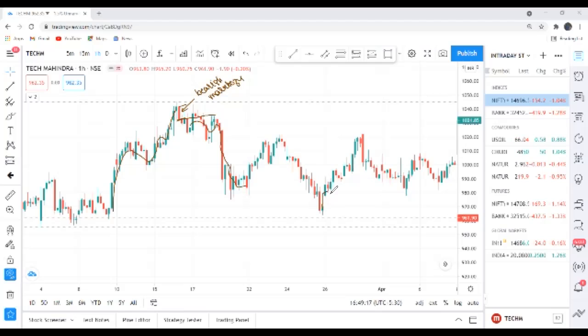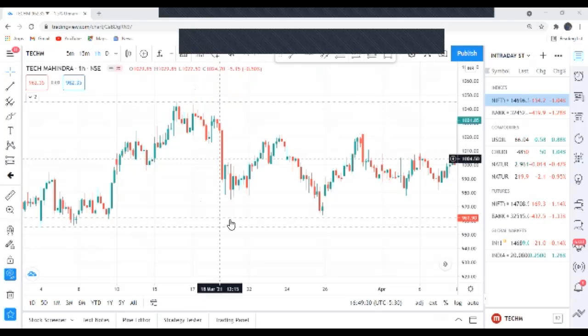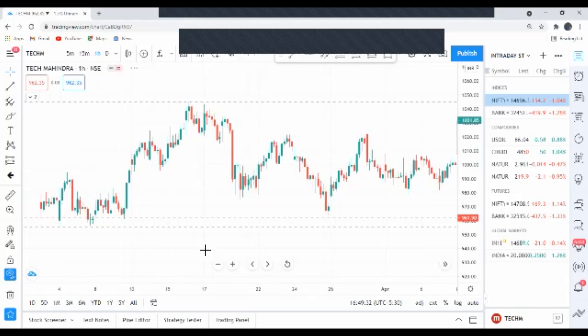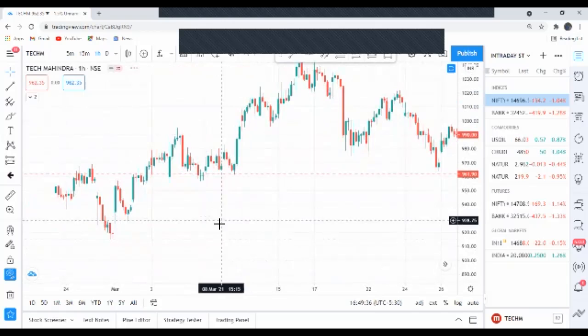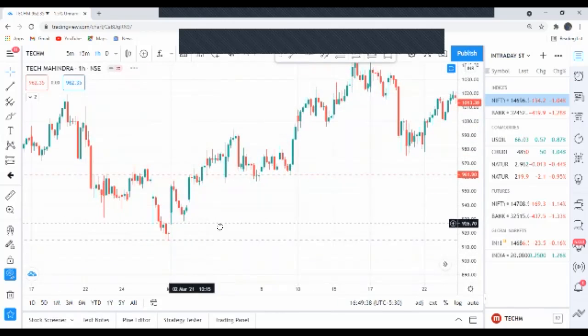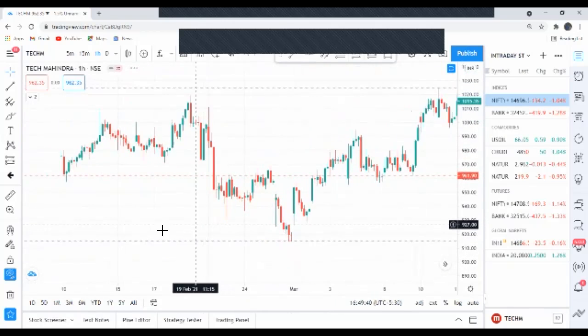So here also you can see the positive trend continued here, and when the bearish Marubozu came, the trend reversed somewhat. So like this, based on the candlestick, we can observe whether the trend will continue or the trend will reverse. A few more examples we will see here.